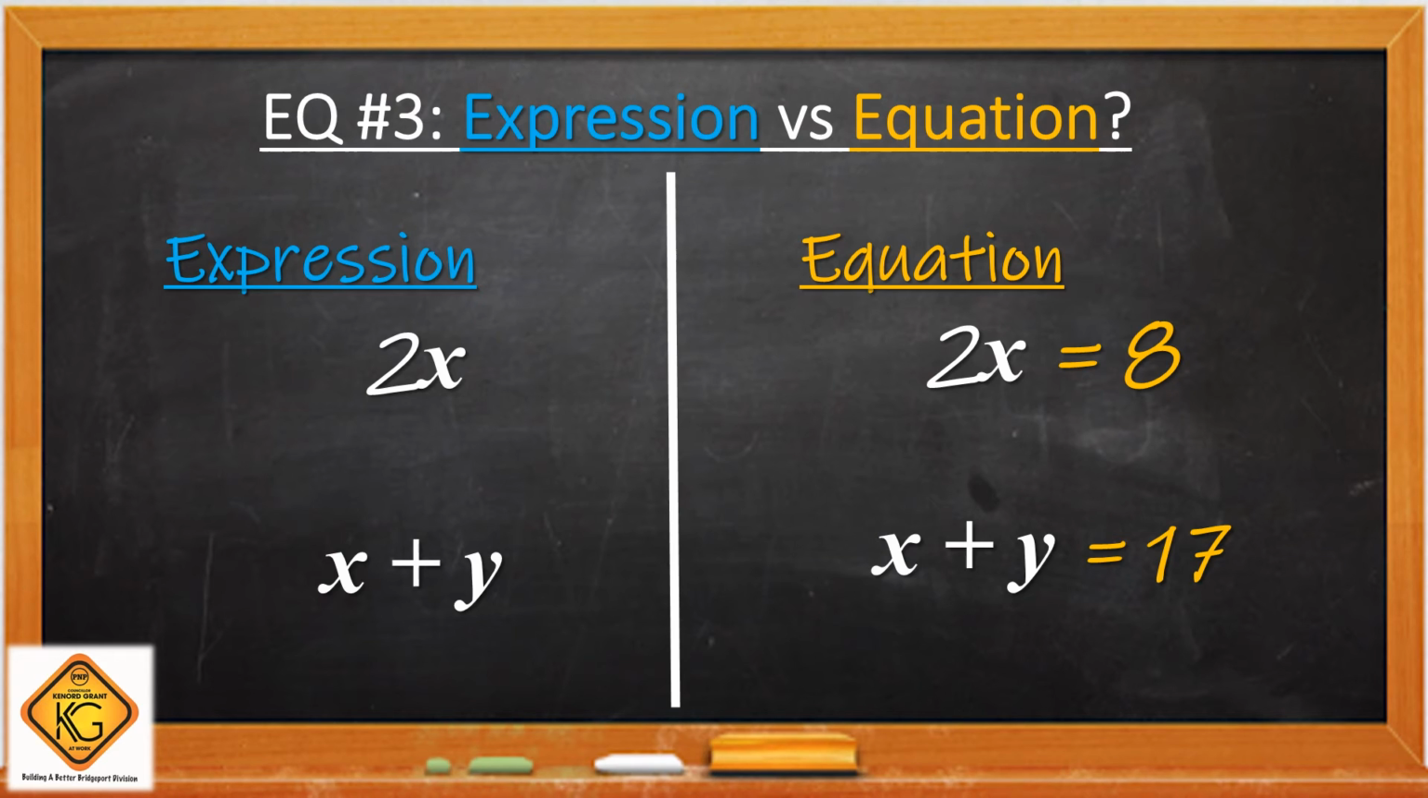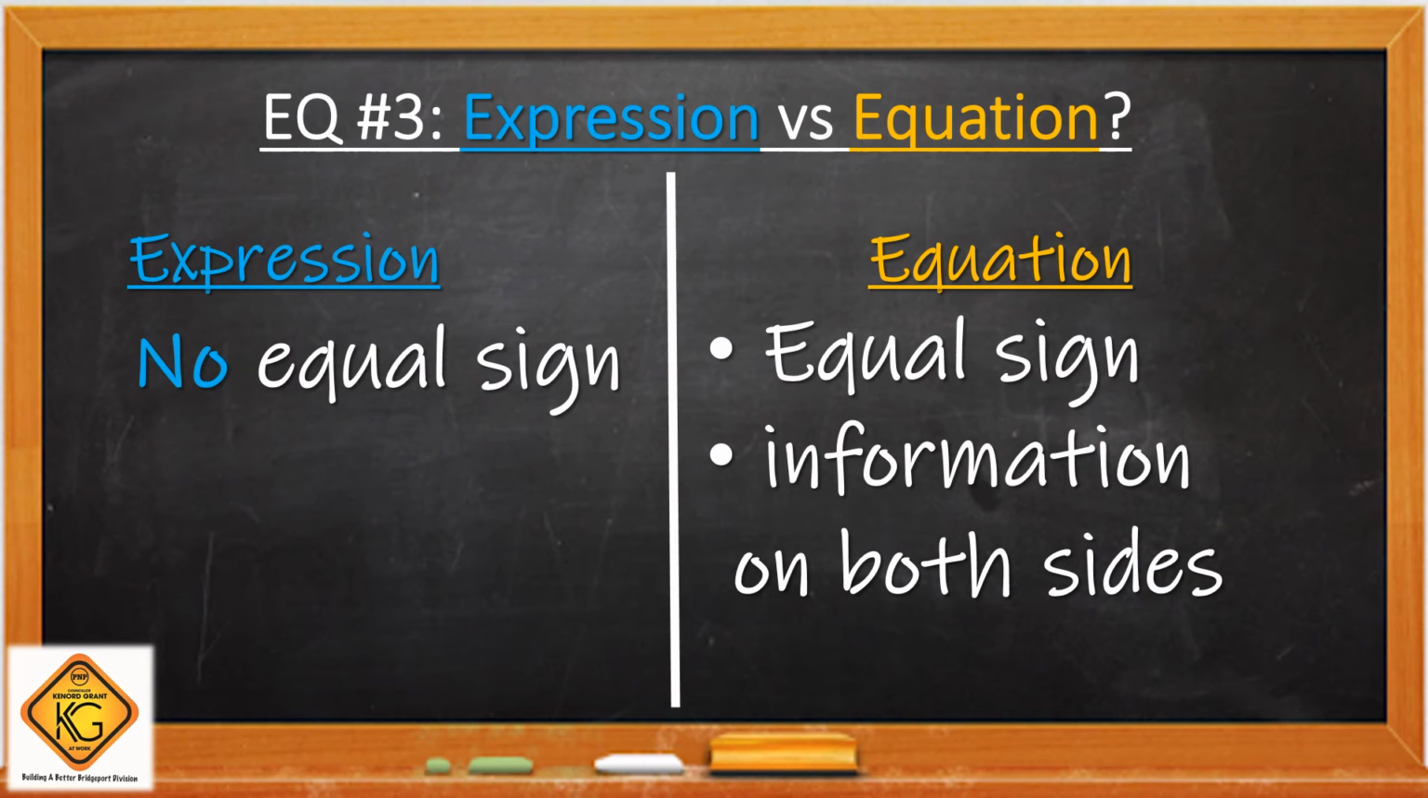If we do a simple thing as just look at an expression and compare it with an equation, what is the one thing you might say is the difference between the expression and the equation? If you guessed the equal sign, then you're thinking exactly what I'm thinking. Expressions do not have equal signs, but equations do, and they have information on both sides of that equal sign. We can say then that the difference between an expression and an equation is the equal sign.